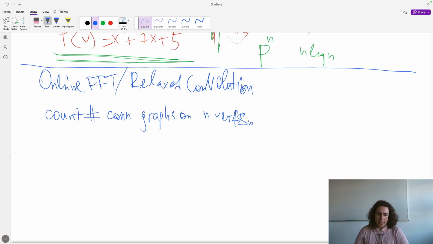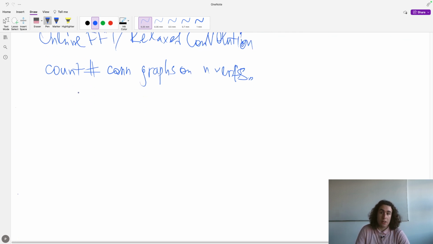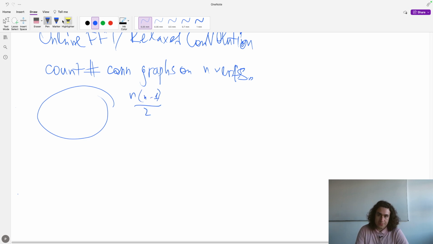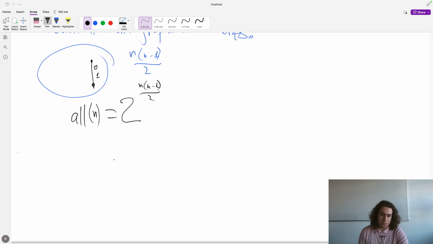How am I gonna do that? Let's think. Well, it's pretty simple to count the total number of graphs on n vertices, right? Because we have n times (n minus 1) over 2 potential edges, and for every edge I can either take it or not. So there are 2 to the power of n times (n minus 1) over 2 graphs in total. Let's call this O of n.